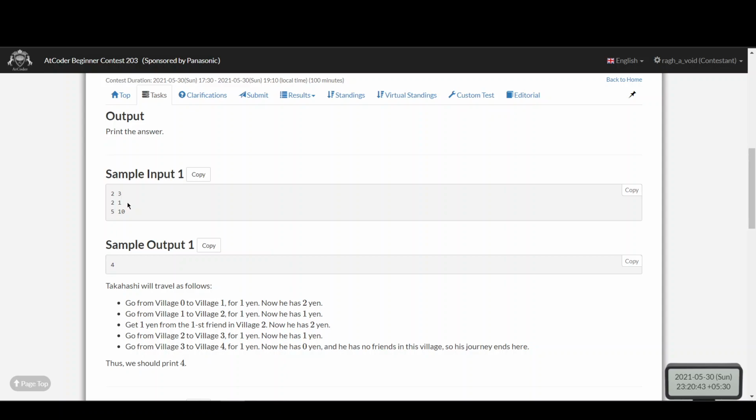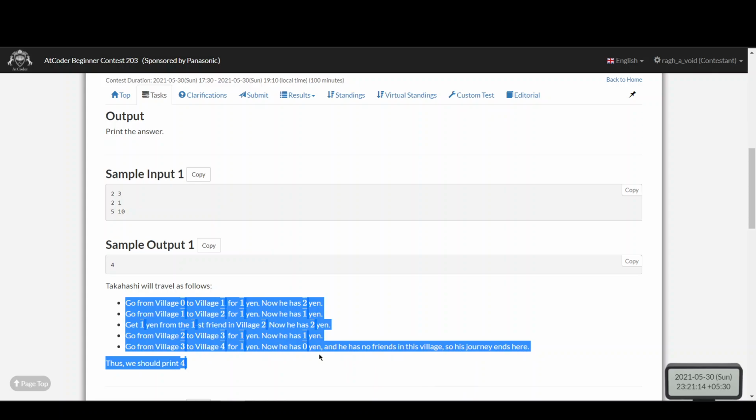He can travel to 4 different villages one after the other, but he can't reach village 5 where his another friend was waiting to give him 10 yens, and he had to stop his journey at village number 4 only because he would have exhausted all his money and can't reach 5. And so the final village where he can reach, that is the largest village that he can reach, is village number 4, and that's what our answer is. The explanation for this is the same as I gave. You can even read it.